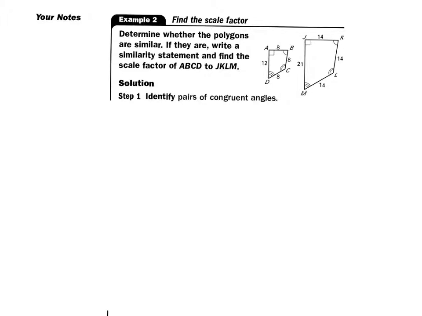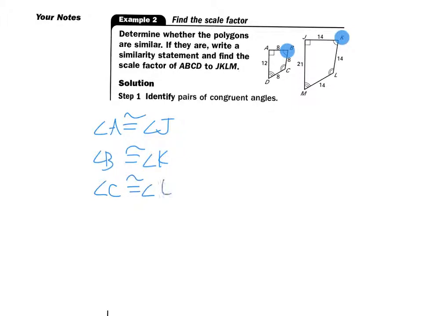So step 1, identify pairs of congruent angles. This is all given from the diagram, as you can tell. So let's just list them out. Angle A, being the right angle, is congruent to angle J. And then angle B is congruent to angle K because it has one of these squiggly marks right here, right? And then angle C is congruent to angle L. Angle D is congruent to angle M. So great, half of the work is done.